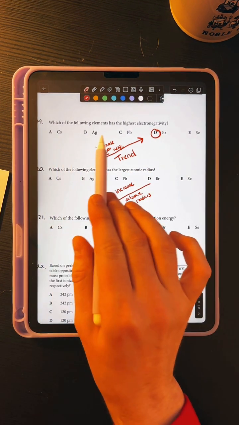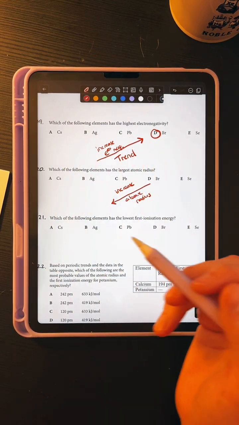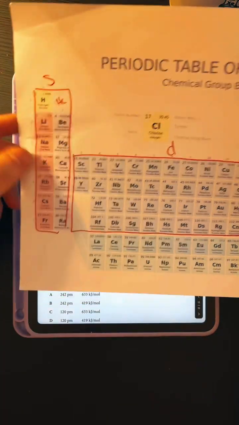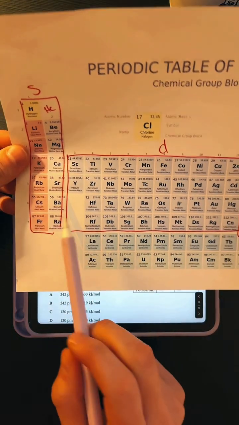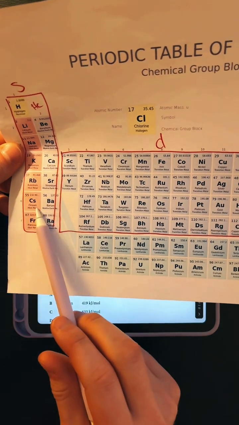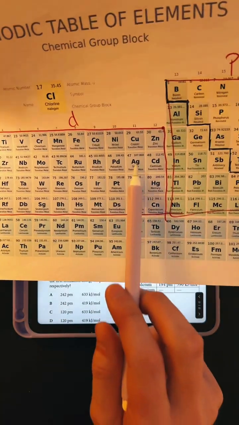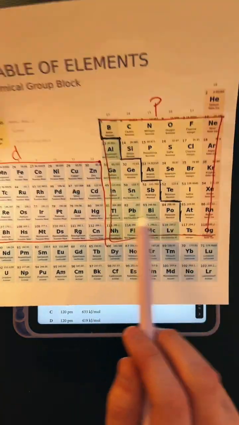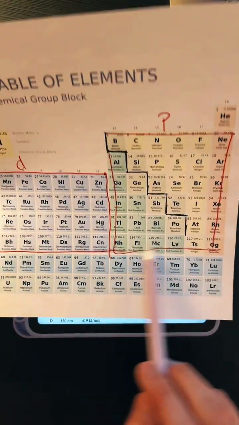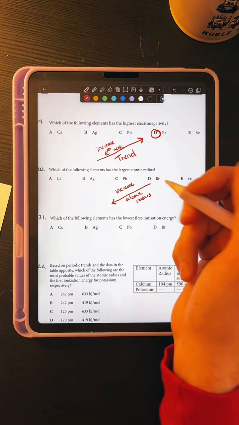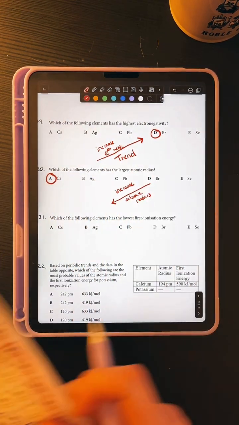And so we just looked at the position of each one of these, and we saw that cesium was all the way down here compared to the others, which were over here. Absolutely. So we have cesium, which is over here. And then we have, I don't remember what they were, silver and lead, selenium, and bromine. So all of those other four over here, atomic radius is over here. So our correct answer is A for cesium.